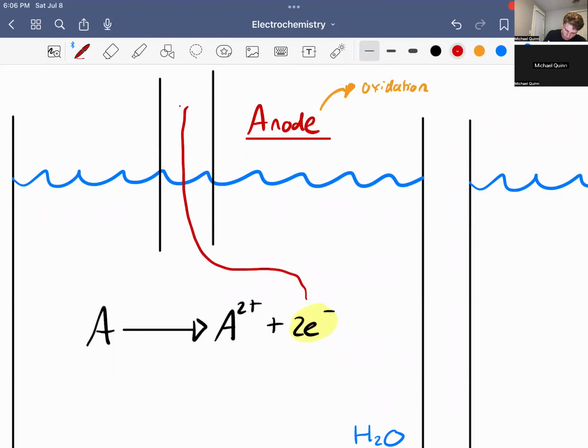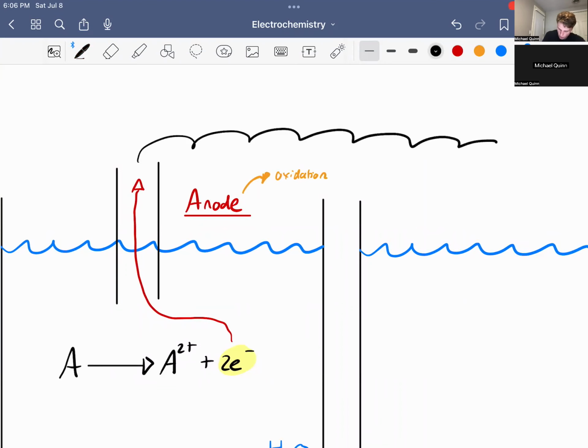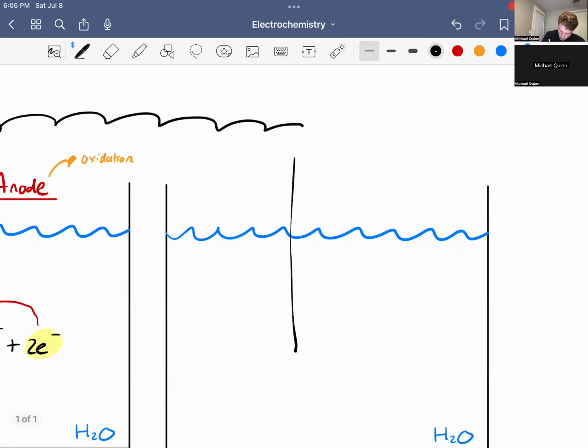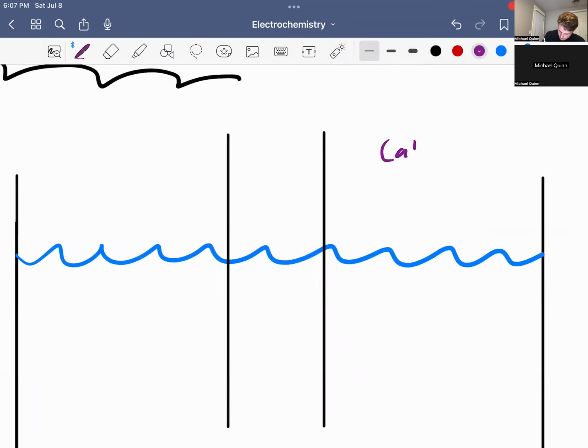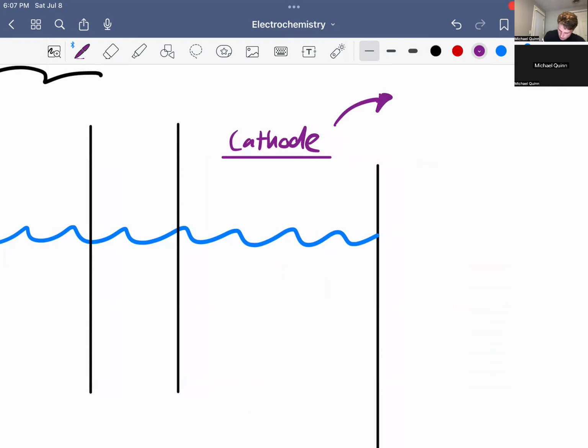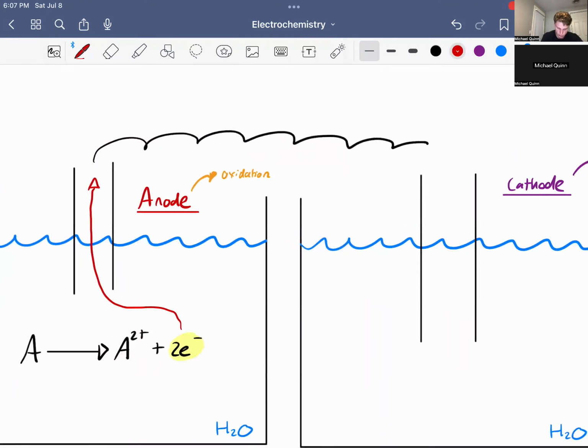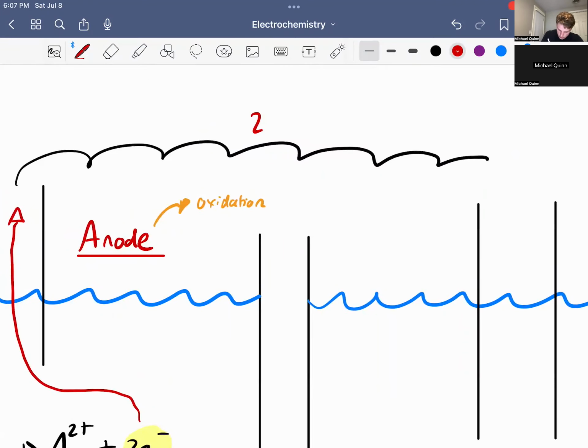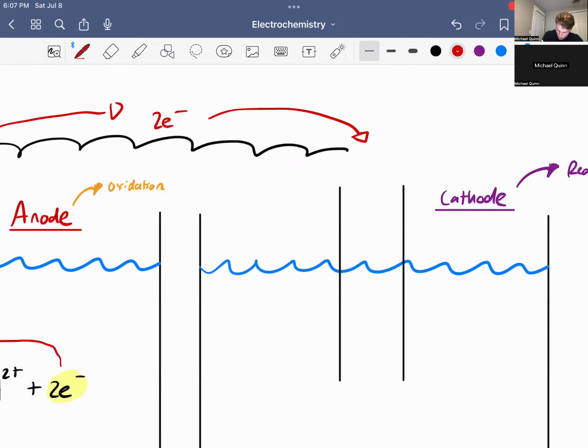up this metal rod. And what we're going to do is run a wire from the anode to our other beaker. We're going to place a metal rod in this beaker called the cathode. The cathode is the metal rod that goes in the beaker that gets reduced. So what we're going to do is run these electrons through this rod, through this wire, down our cathode.